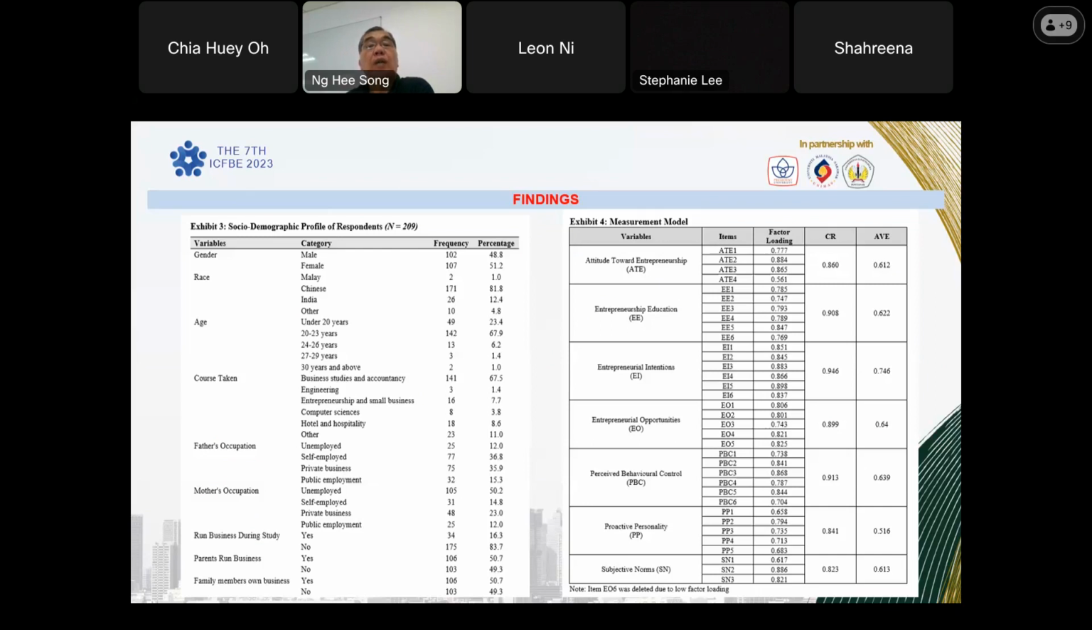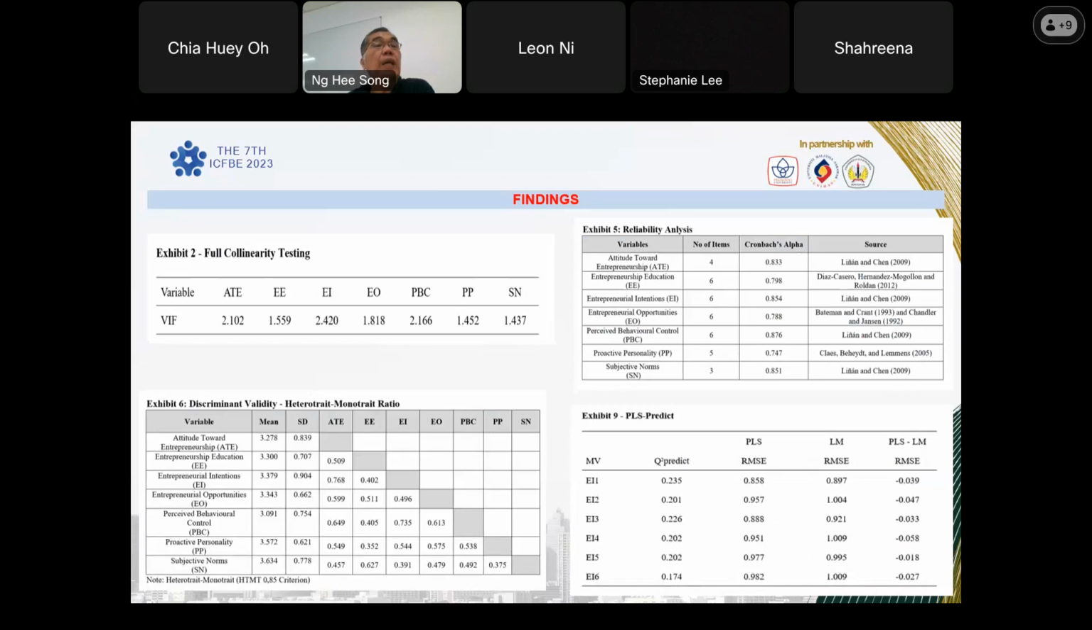So I calculate the loading also. Loading that is less than 0.7, I will delete it. Okay, so I have this CR and AVE. Okay, so those are the indicators. And also I do some collinearity testing to make sure those three variables are not highly correlated. And I also have some discriminant validity. So all are within the range. It's not highly correlated. Okay, so it's less than 0.9.